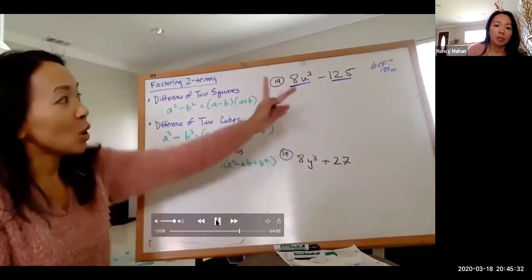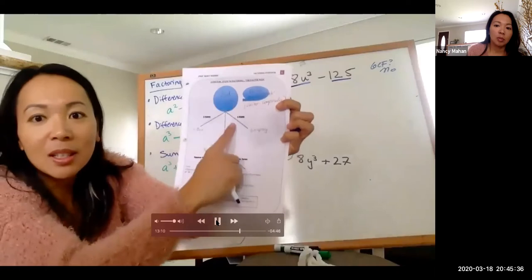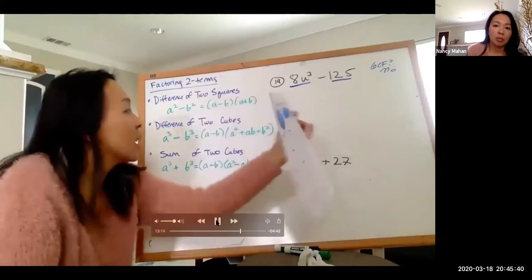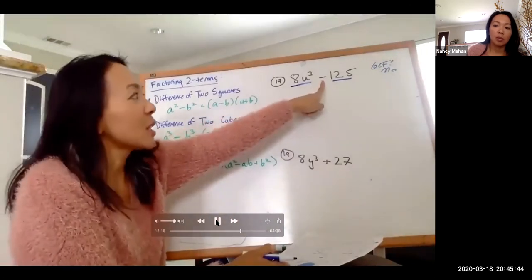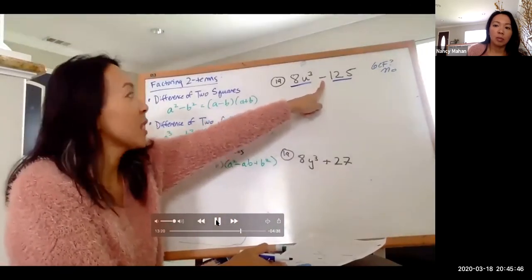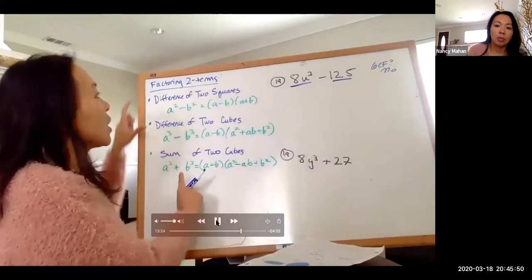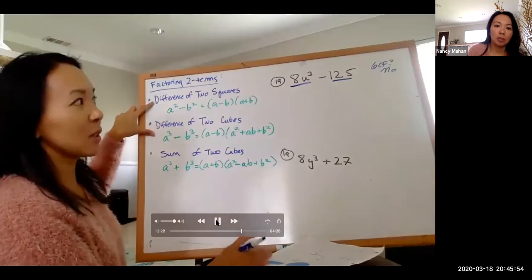So now I see 2 terms. So because it's 2 terms, I'm going to go down the list to say, is it a DOTS, a DOTCA, or a SOTCA? So here, 2 terms, and I see a subtraction sign. Subtraction means it's a difference. So I'm going to knock out the option of it being a sum. So it's either a DOTS or a DOTCA. So it's a difference of 2 squares or a difference of 2 cubes.